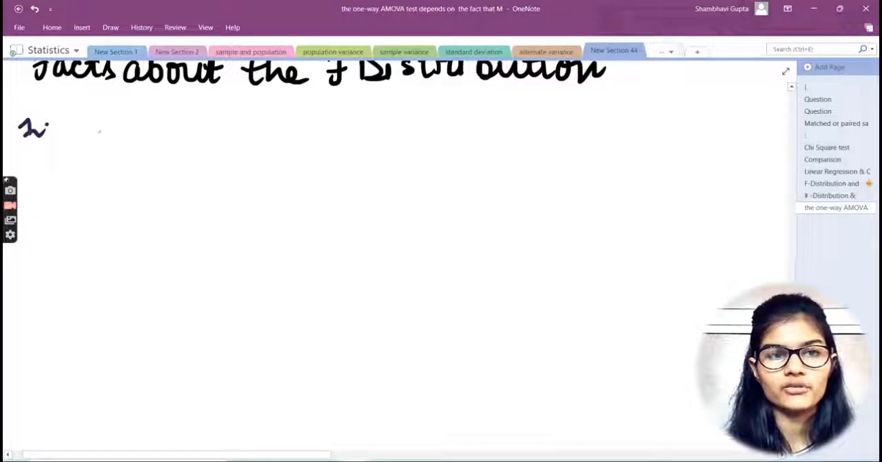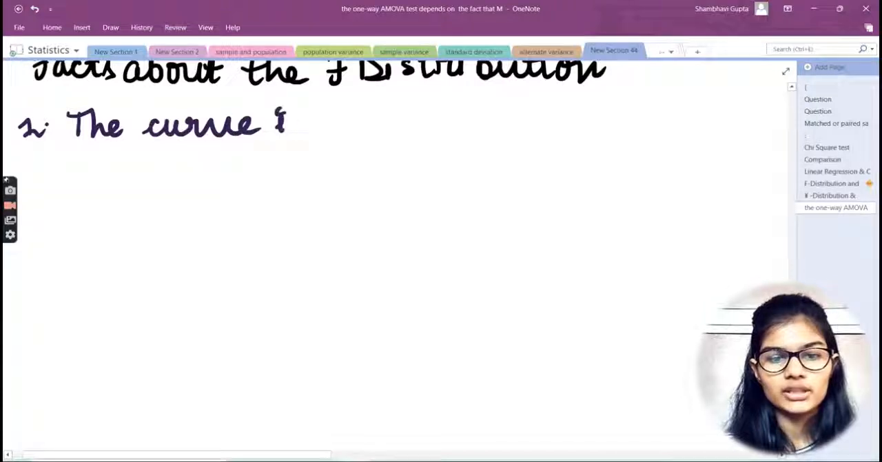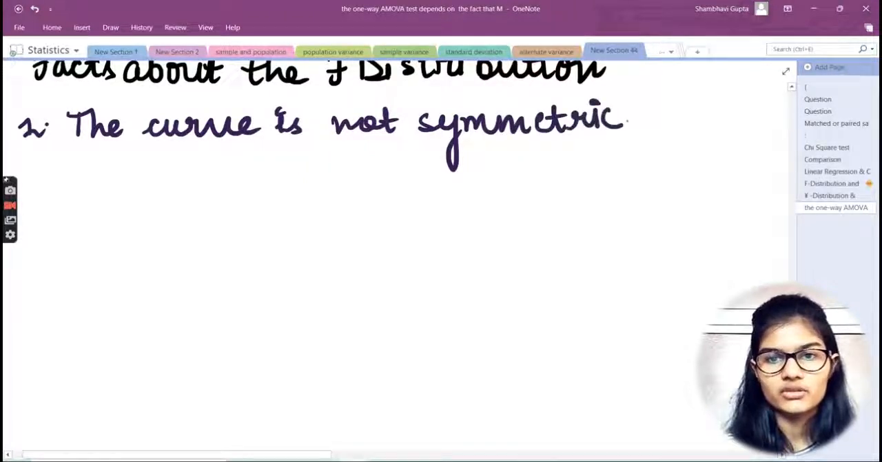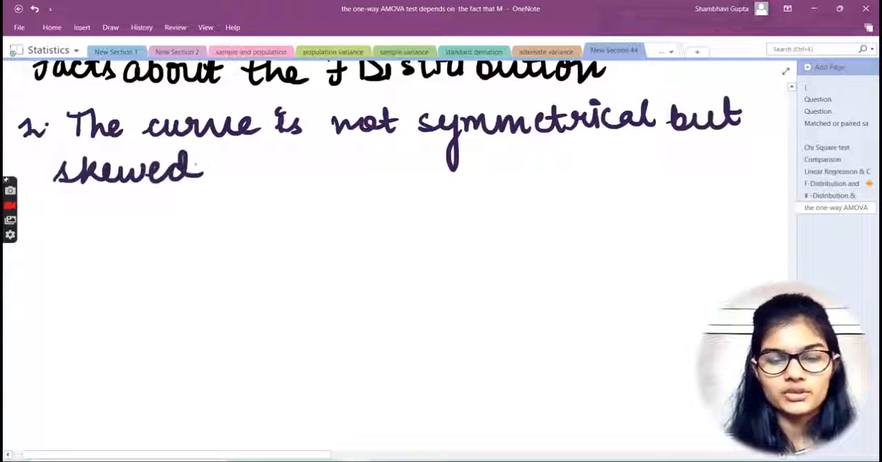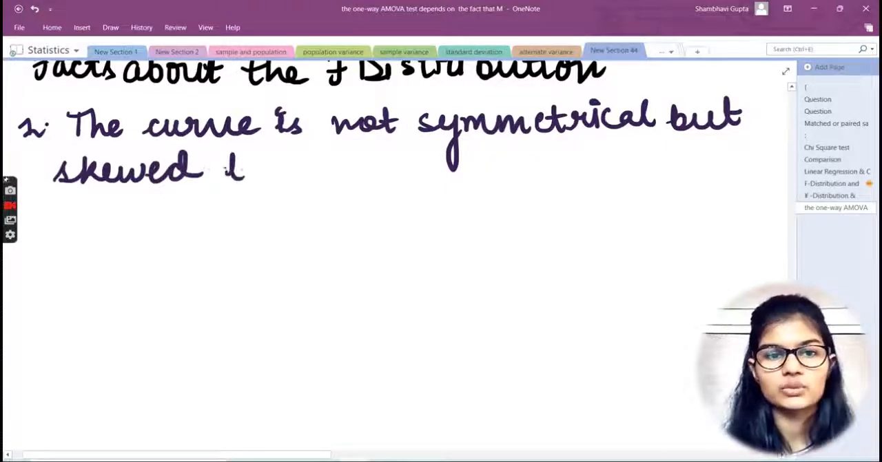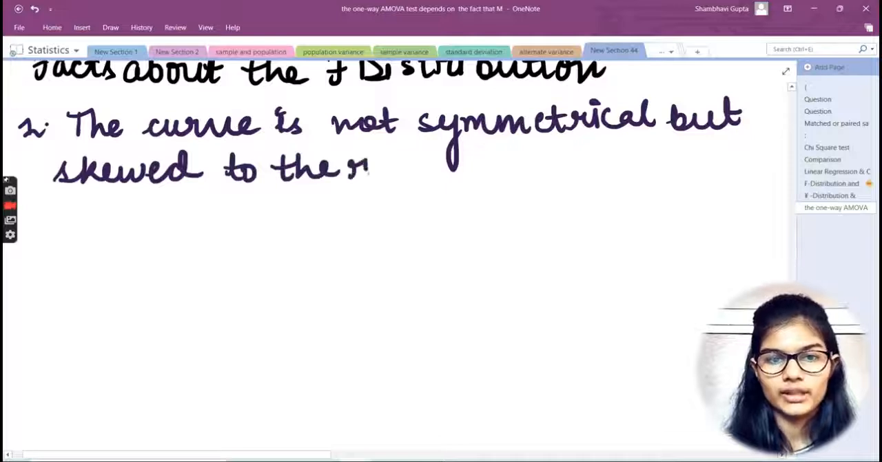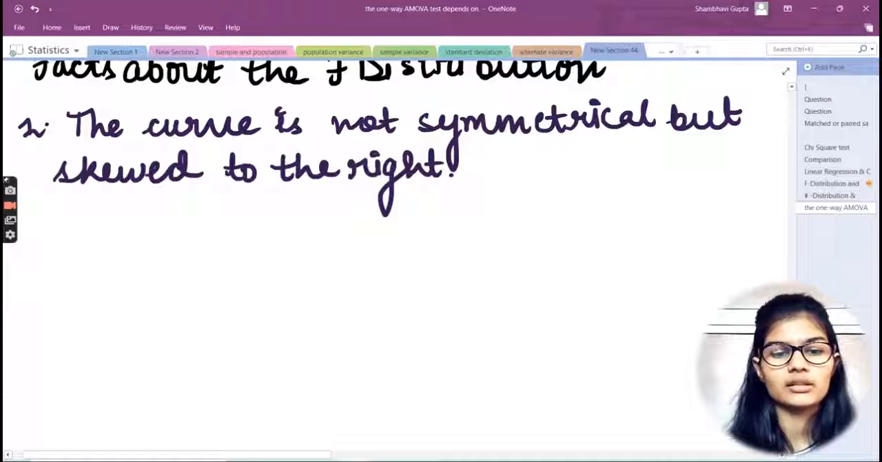So the very first one is regarding the curve. The curve is not symmetrical but is skewed to the right. It means that the curve we have for the F distribution is not symmetrical but is skewed towards the right.